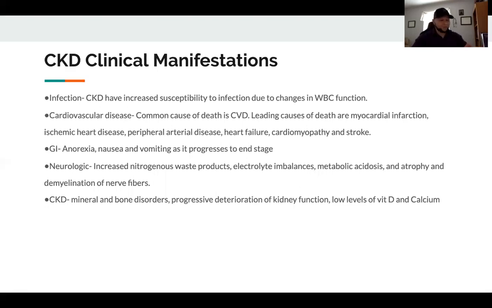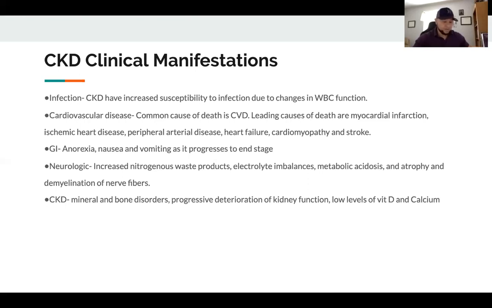And also there's an increased risk for infection due to the changes in white blood cell count. Cardiovascular disease is a common cause of death as well. And there's other issues such as myocardial infarct, ischemic heart disease, peripheral and arterial disease, heart failure, and GI disturbances such as anorexia, nausea, vomiting, as it progresses to end stage as well.